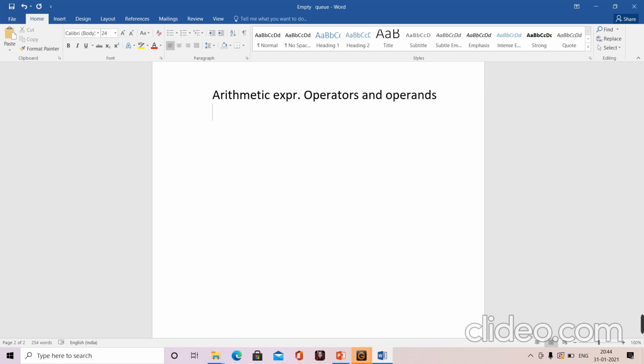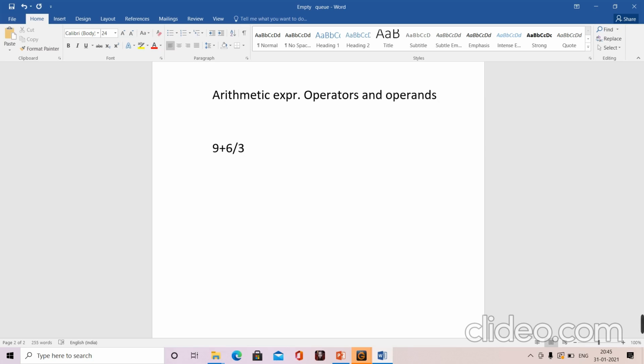All right. Operators means the different types of operators you have already studied in C. And operands are what? Operands may be either numeric constants or numeric variables. All right. So let me take an example like this: 9 plus 6 divided by 3. So this is one example.